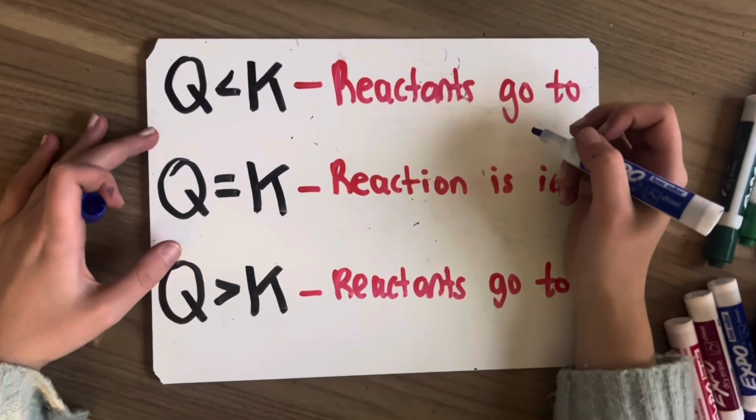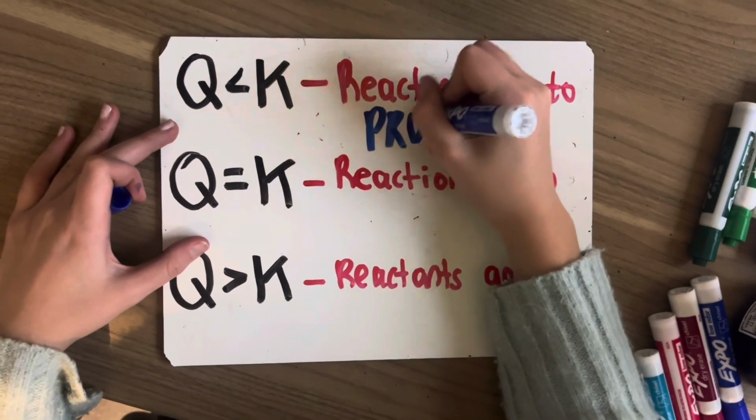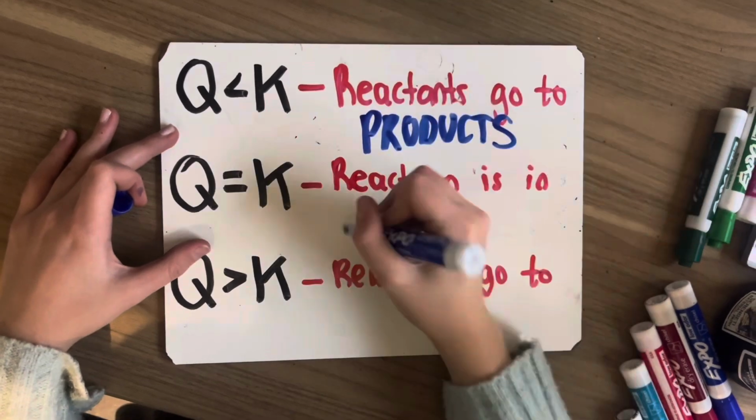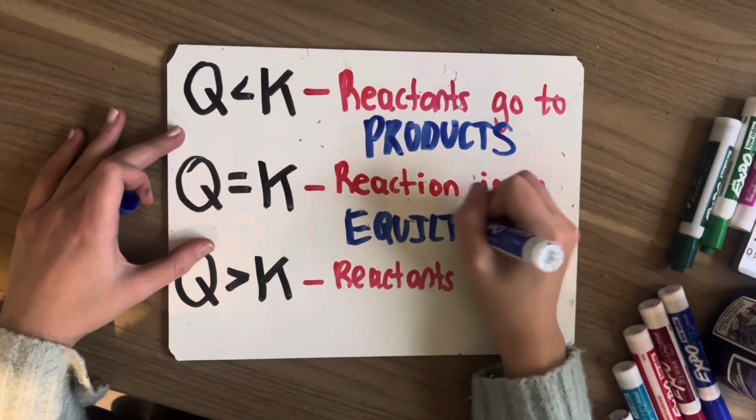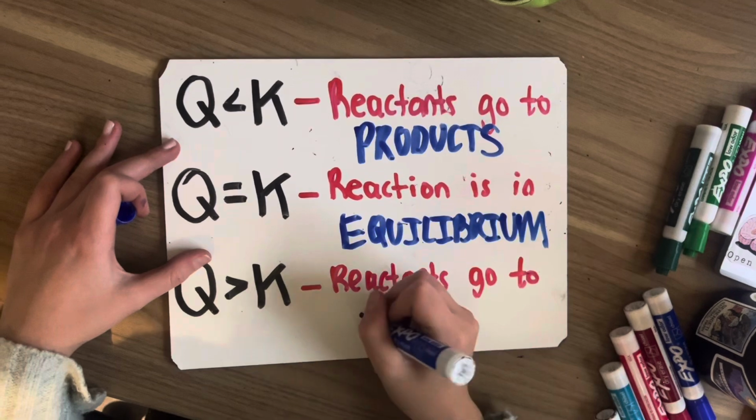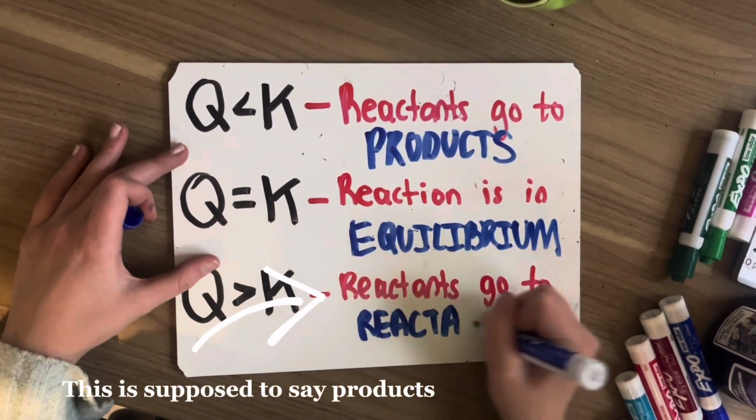If Q is less than K, the reactants go to the products, so the forward reaction continues. If Q is equal to K, the reaction is at equilibrium, meaning that there is no net movement. And if Q is greater than K, the products ultimately go to the reactants, supporting the reverse reaction.